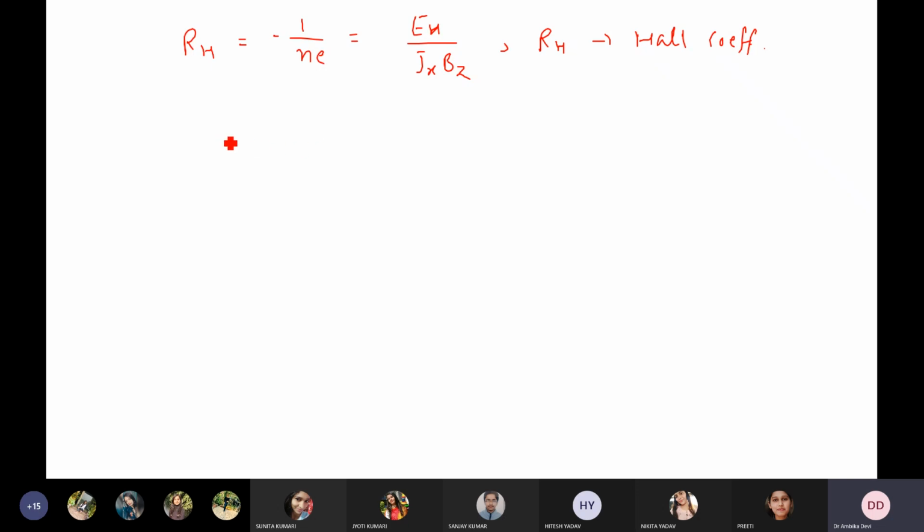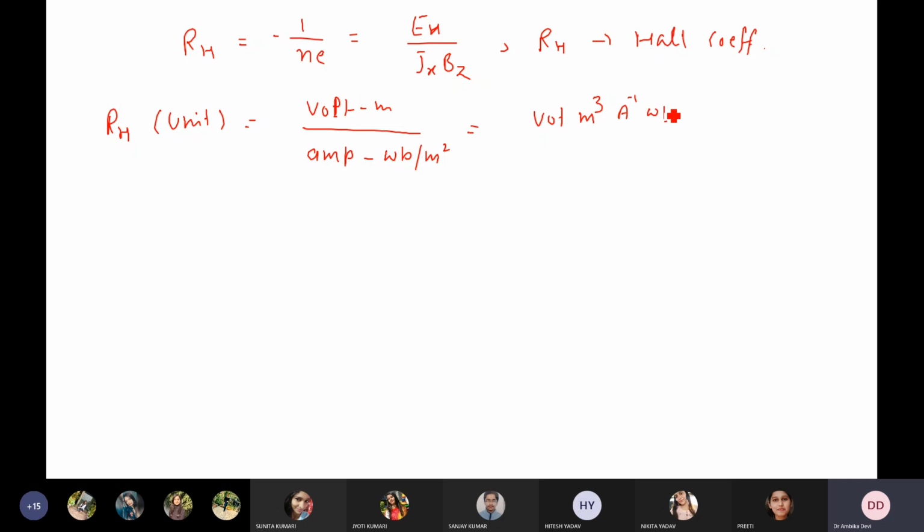Okay, let us talk about the unit of Hall coefficient. Many times in exams, a one-mark question is asked: what is the unit of Hall coefficient? So the unit of Hall coefficient is the unit of electric field, which is volt per meter, divided by ampere per meter square for current density, and the unit of magnetic field is Weber per meter square. So this will come out to be volt meter cube per ampere per Weber. So this is the unit of Hall coefficient.